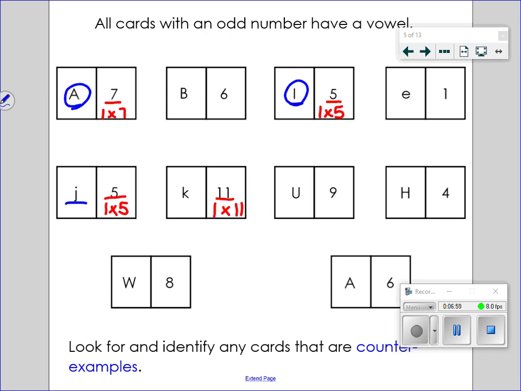Lowercase j, lowercase k, those ones are okay. But the two that I've circled are counter examples proving that statement, that all prime numbers have a lowercase letter on them, false.